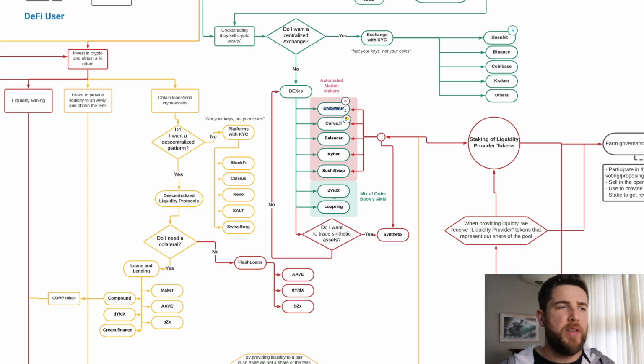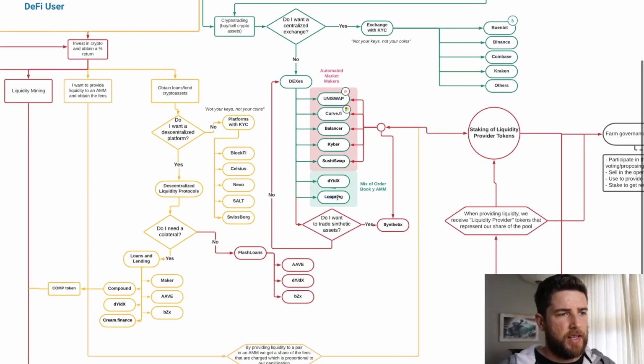Uniswap is the biggest decentralized exchange that exists in the industry today. Then you have Curve, which is very similar to Uniswap, but is mostly focused on stable coins. So you swap stable coins. Then you have Balancer, Kyber, SushiSwap, which is a fork of Uniswap. And then you have DYDX and Loopring.